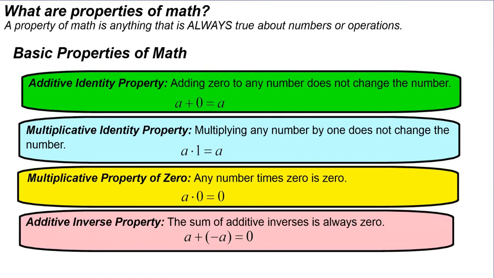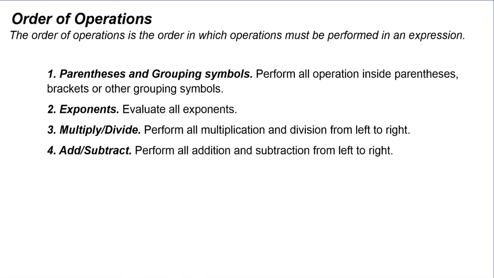We also have the multiplicative property of 0. That means any number times 0 is 0, or a times 0 equals 0, no matter what a is. So anytime you multiply by 0, you always get 0. And then we have the additive inverse property. That means the sum of additive inverses is always 0. And we talked about this when we were talking about addition of integers. Whenever you add opposites together, you always get 0. So that looks like a plus negative a equals 0. So those are some basic properties there.